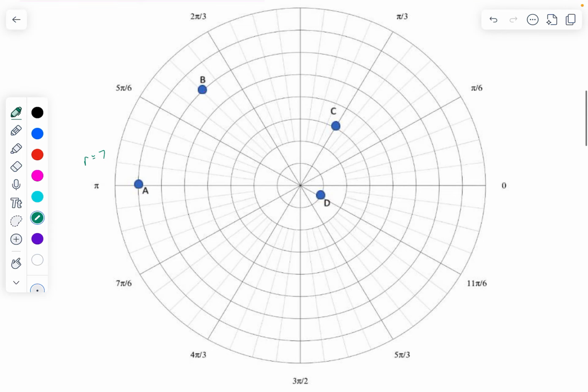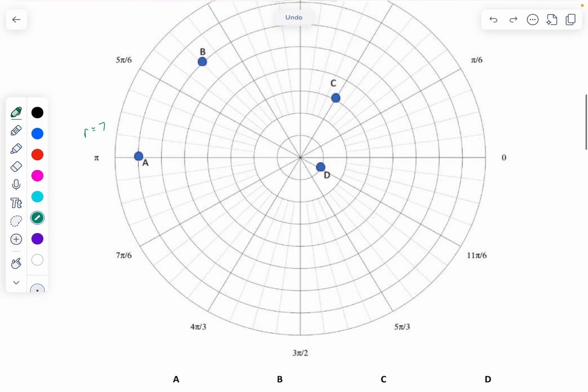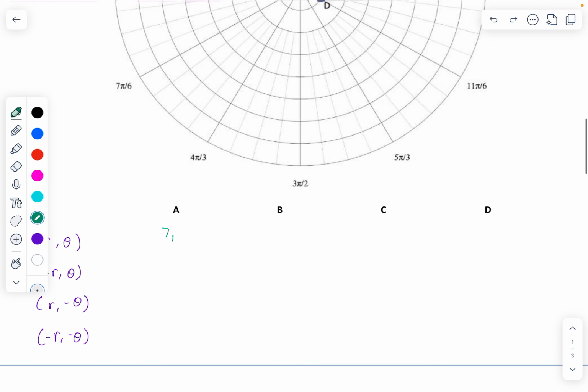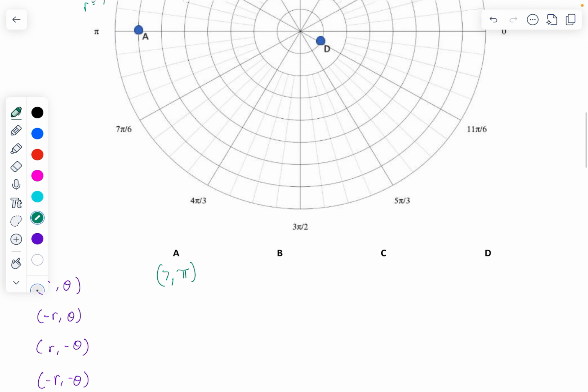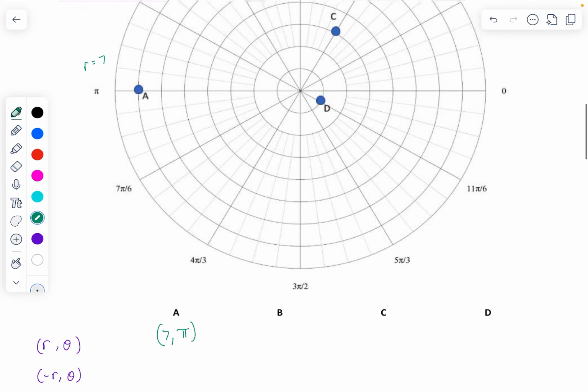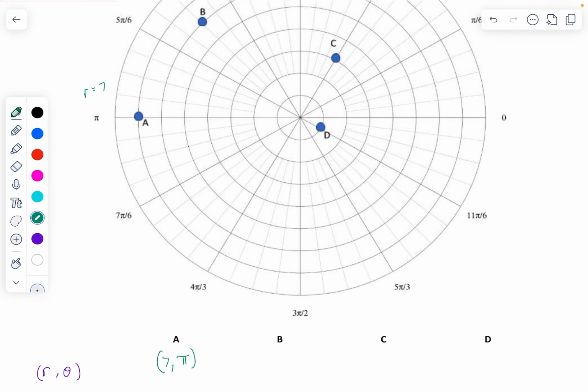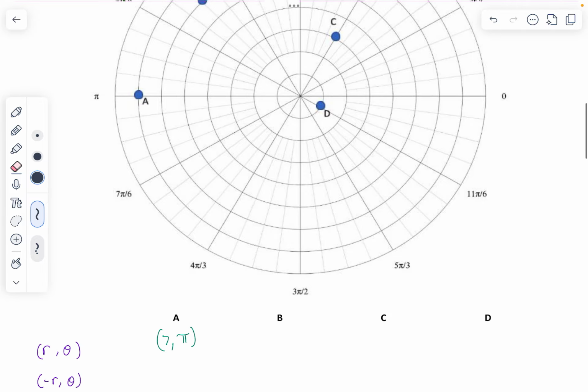Well, I can look right over here, and I see that pi represents that position. So the position for A is going to be (7, pi), because we went a distance of 7 from the origin, and we're located at the angle of pi on our polar plane. Now, that's how to do A. Go ahead, if you want to, try and do B, C, and D on your own.